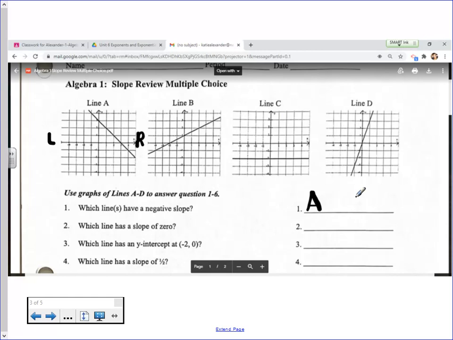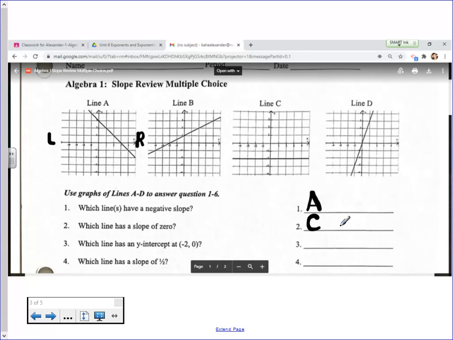Number 2, which line has a slope of 0? This means it's not going uphill or downhill. It's just staying the same. C is the only one that's not going uphill or downhill. It's just a flat line. So if you have a horizontal line like that, that means it's no slope or 0 slope. You'll hear it both ways.